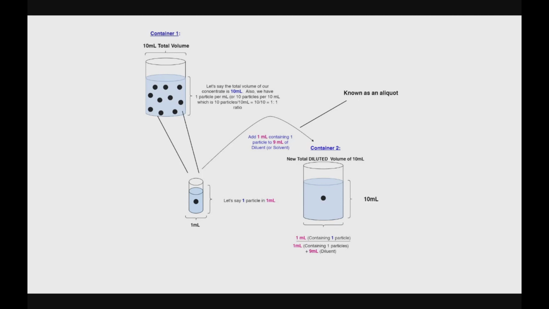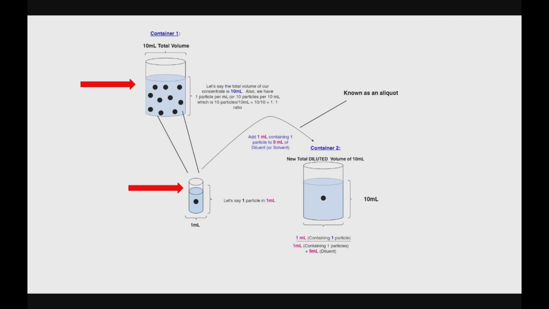Okay, so if we were to look at container 1, and we were to take out 1 milliliter of fluid, we would expect to have 1 particle in 1 milliliter, and that's assuming that it's equally distributed. If we have 1 particle per milliliter, then in 10 milliliters total, we would have 10 particles. Also, we would call that a 1-to-1 ratio, because if we have 10 particles in 10 milliliters, that's 1-to-1. If you divide 10 by 10, you get 1.